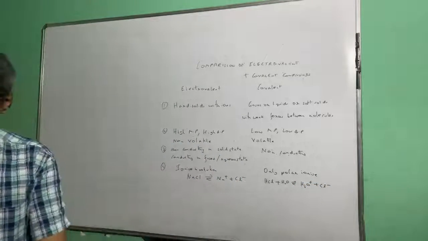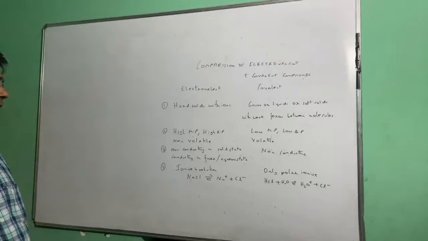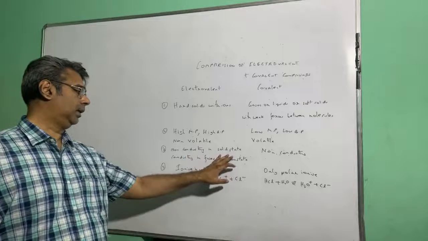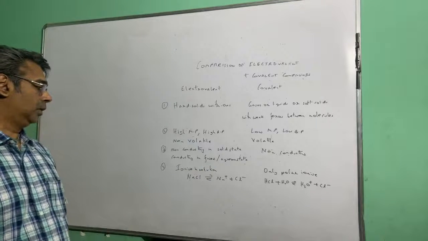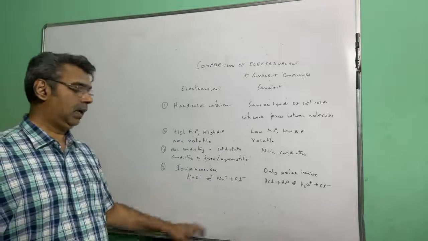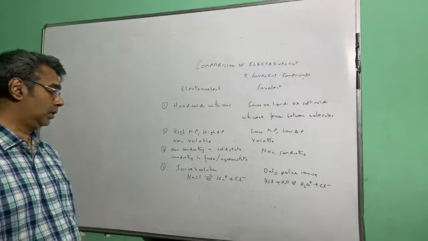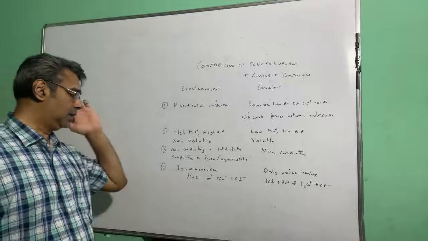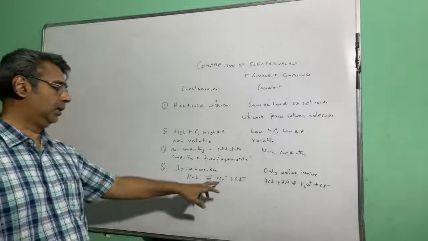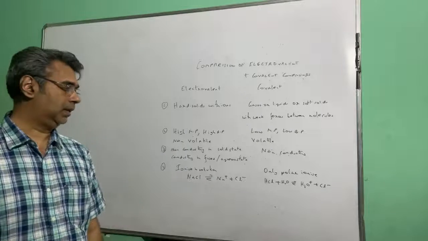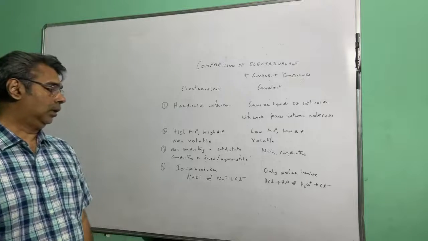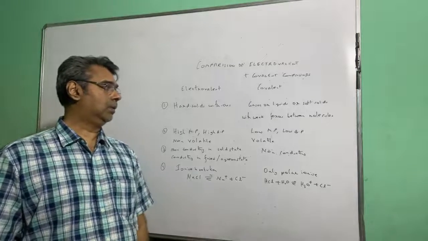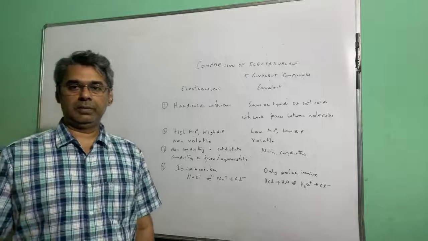Okay, number 4, I was just telling you that they are non-conducting in solid state but they are conducting in fused or aqueous state. So if you put an ionic electrovalent compound in solution, like NaCl, then it will ionize and give Na plus and Cl minus ions, and that is why it is conducting.